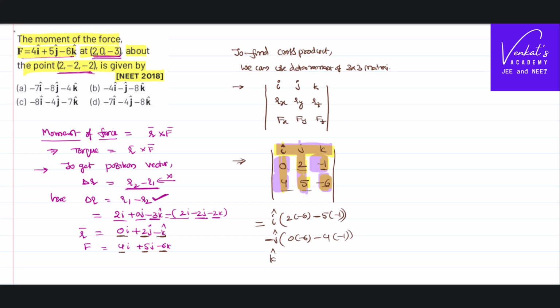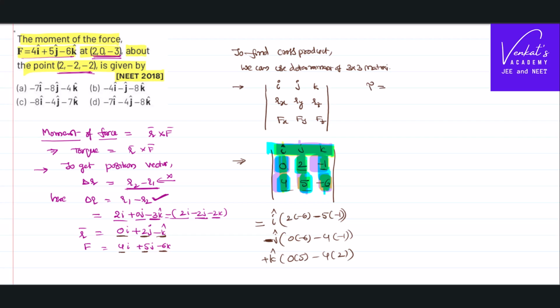Again, plus k cap. Only for j there is a minus. Be careful. For k cap, eliminate the row and the column that k is in. What is remaining is A, B, C, D. AD minus BC has to be written. AD means 0 into 5, minus BC means 4 into 2. That's how we have to find the cross product. Be careful and identify that.